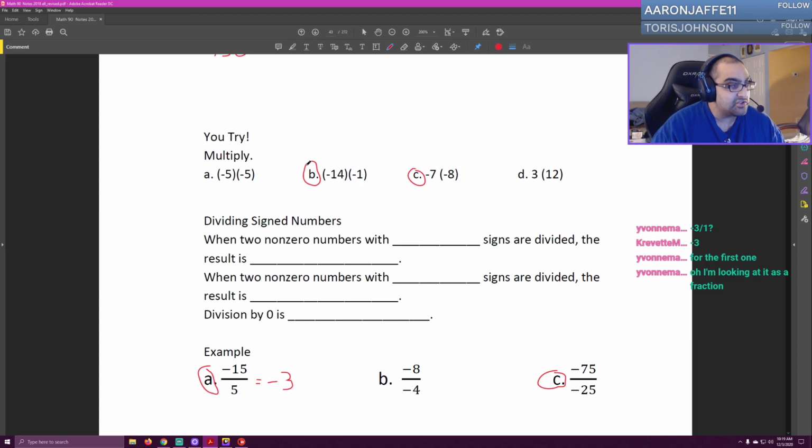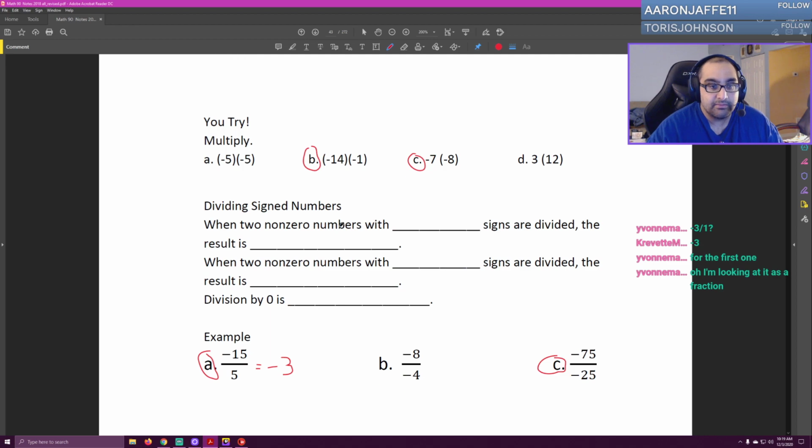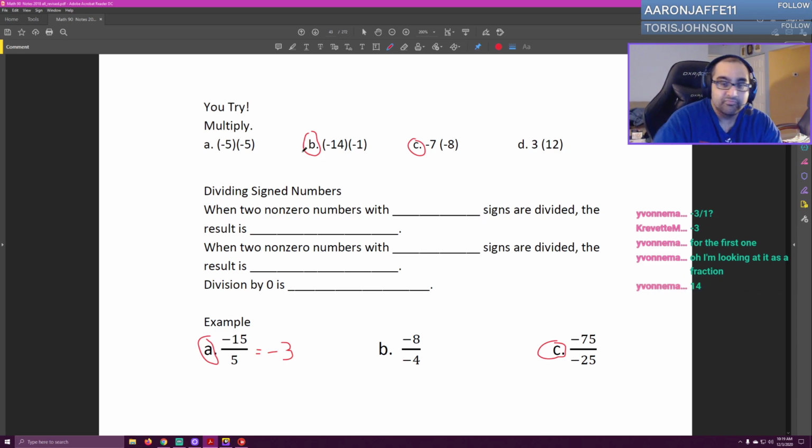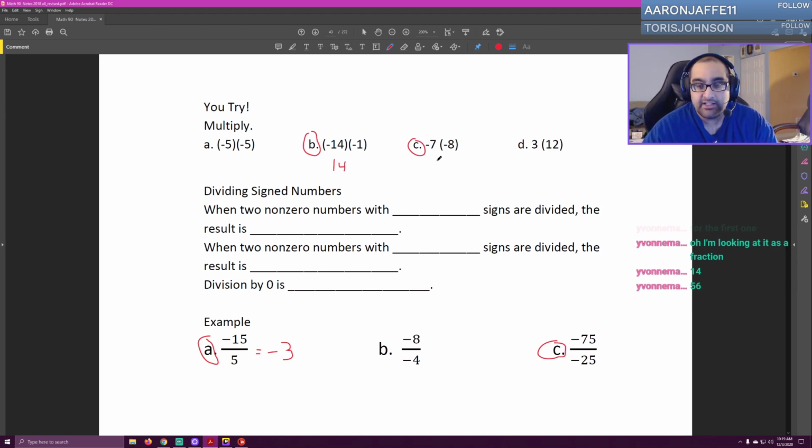How about this one here? -14 times -1. What's that going to be? 14, that's correct. Good. Negative times a negative is positive. 14 times 1 is 14. Perfect. And how about this one? -7 times -8. Positive 56, that's correct. So negative times negative is positive. There you go. Some people like putting the plus there, so fine.